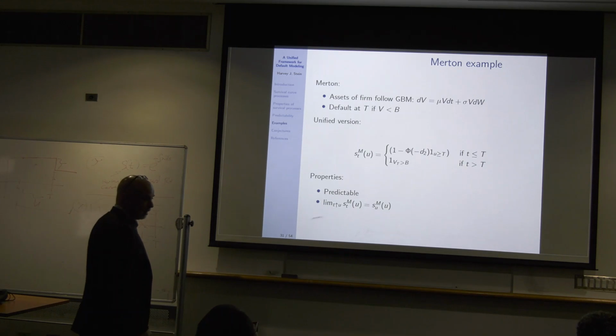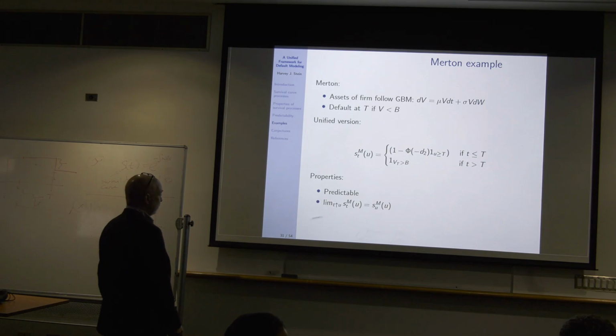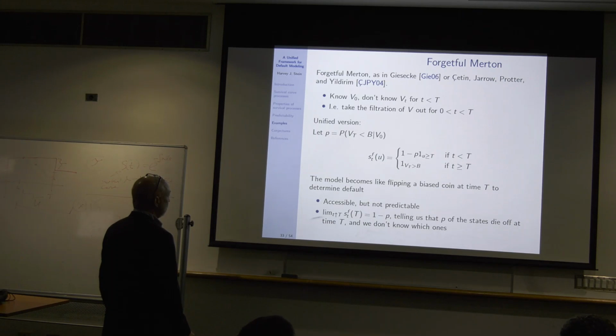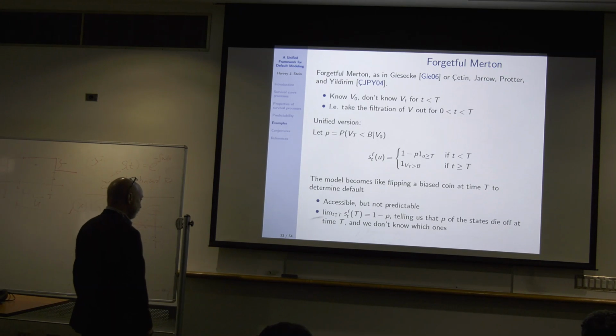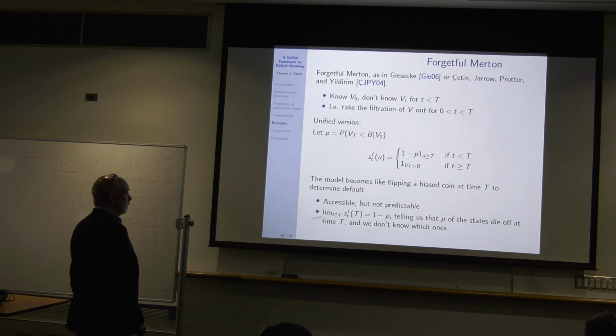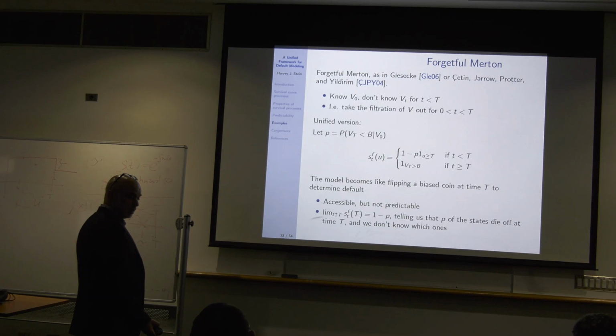Okay, fine. But when you're in forgetful Merton, when you're at little t and you don't know V of little t because you don't know what the Brownian motion has done between 0 and little t, do you at least know something about the probability distribution of this V at little t that you don't know? Well, you still know mu and sigma. Okay, thanks.